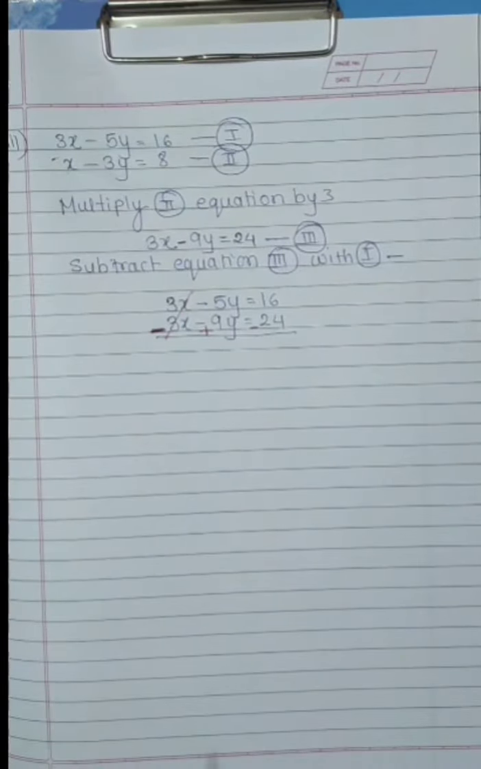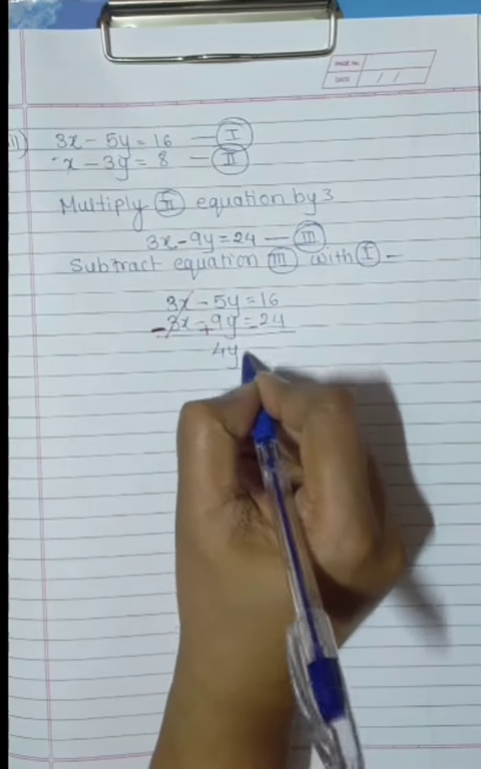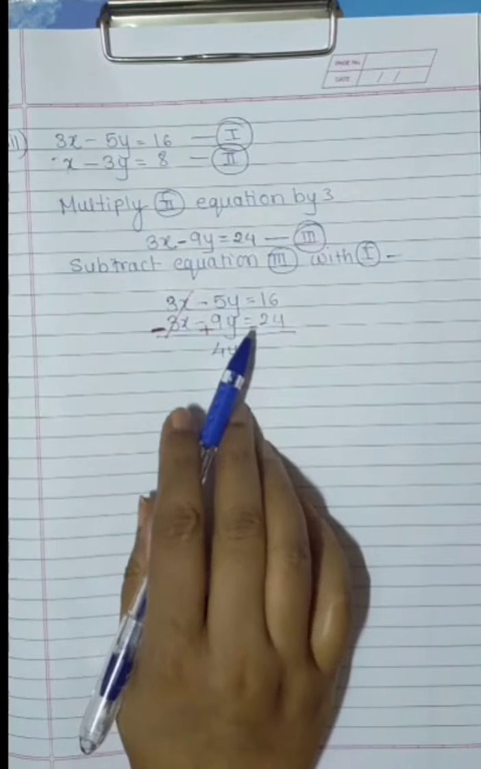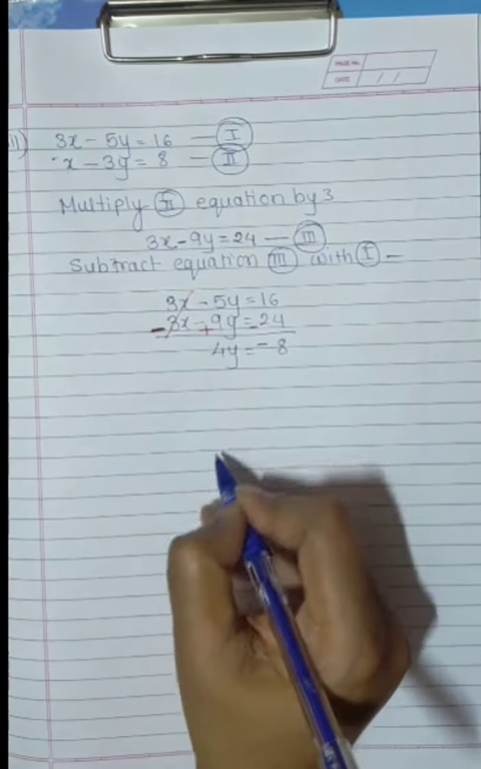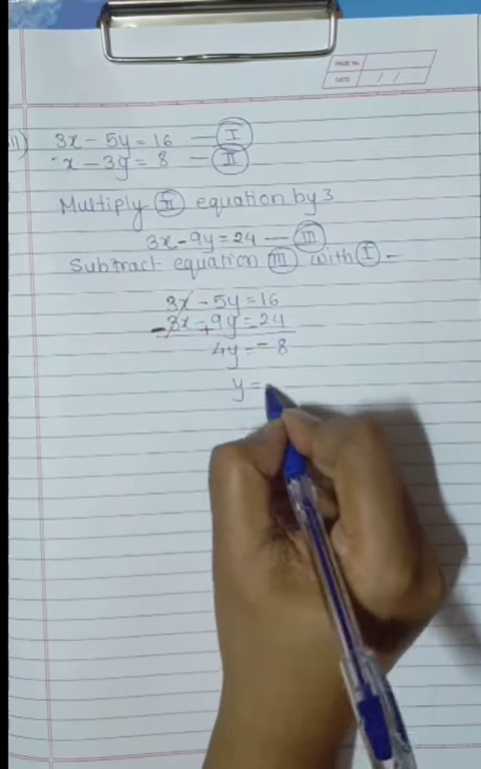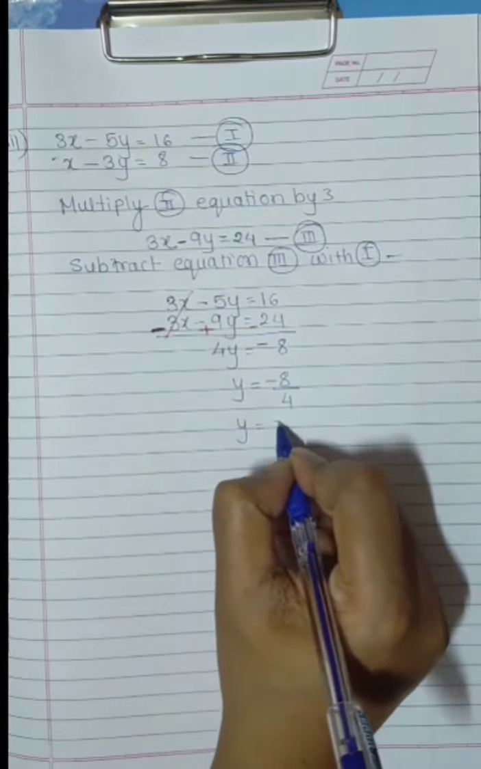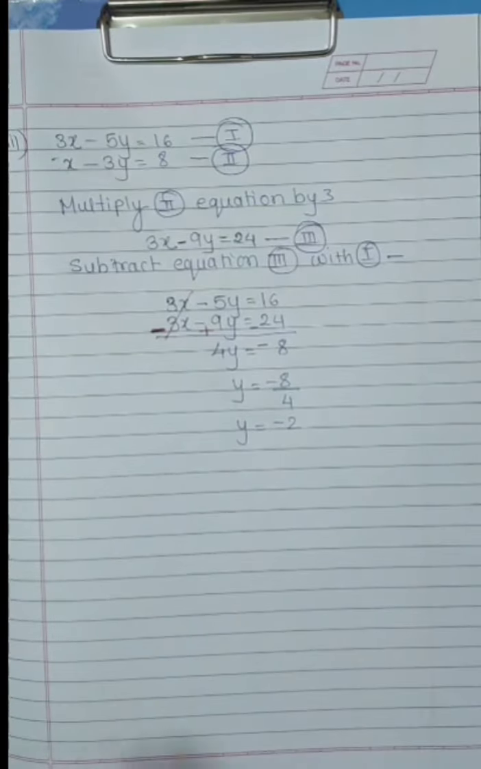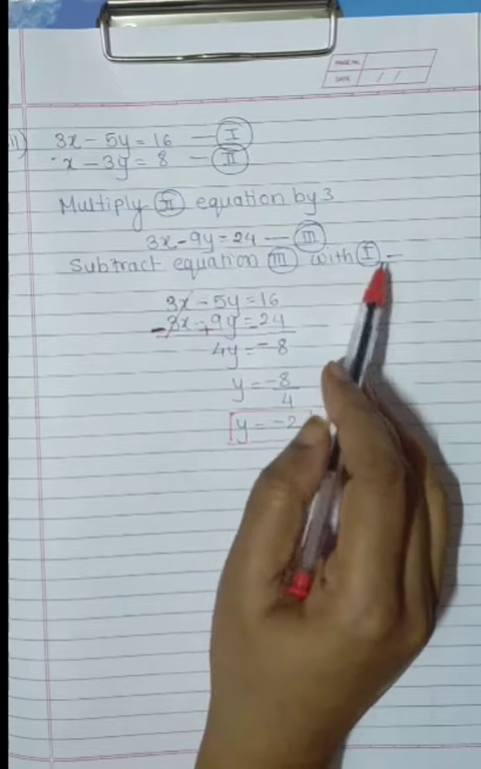What remains? Now when we subtract this we'll get 4y equal to, as the sign of the bigger number we have to take minus, the answer will be 8. Okay, now y is equal to minus 8 upon 4. Now y is equal to minus 2. We got the value of y after subtracting third and first.